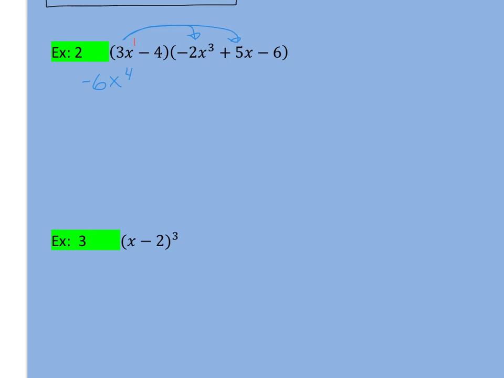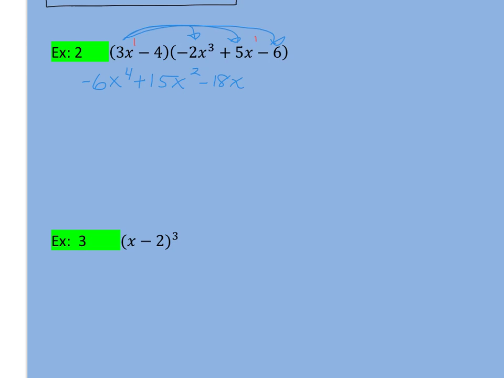3 times 5 is a positive 15. X to the first times x to the first, add those exponents, you get x squared. 3 times negative 6 is negative 18. It doesn't have an x, so just tack on the x to the first.